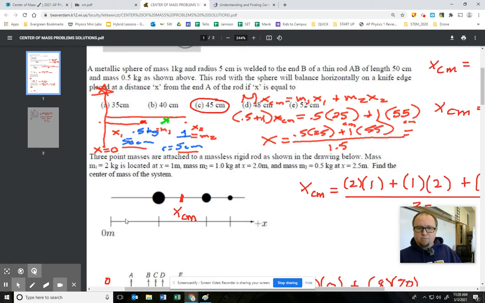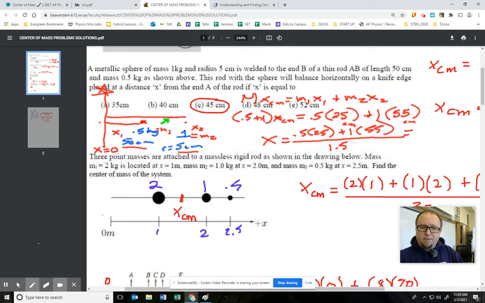I'm going to scroll down a little bit. So if I have these guys, okay, 3 point masses connected to a massless rigid rod. I wanted to use something that was modeling some AP questions. So mass 1 is 2, it's at 1 meter. Mass 2 is 1, it's at 2 meters. And mass 3 is 0.5 at 2.5 meters.